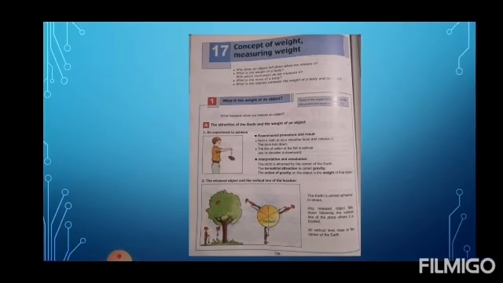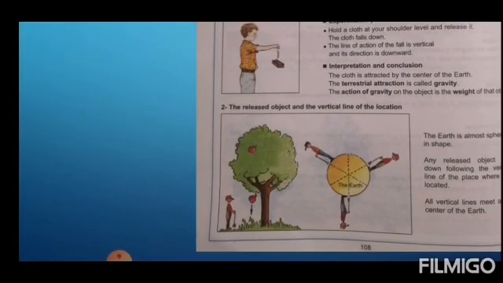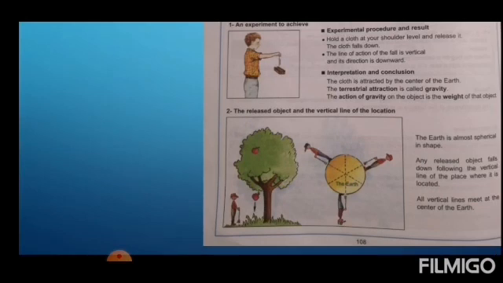So as you can see, when we release an object, it will fall down like this in a vertical line of action. And this is the center of the earth.